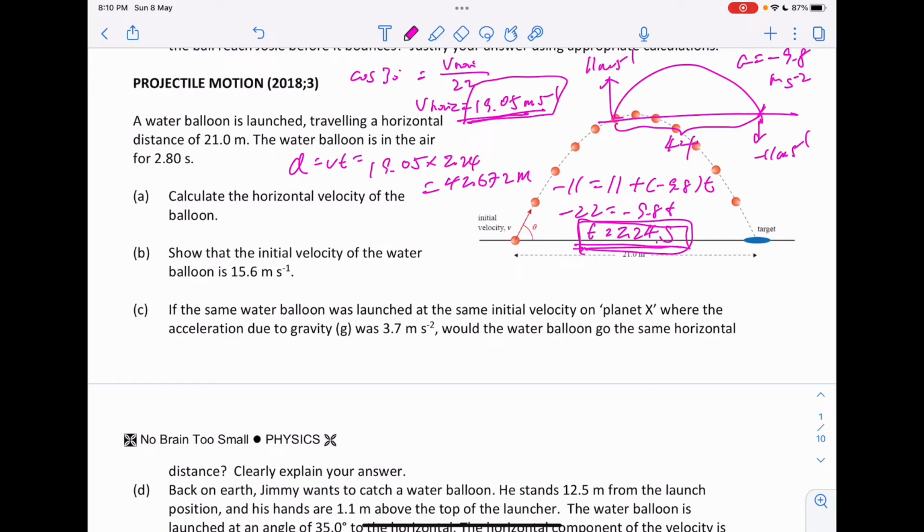So for this one, calculate the horizontal velocity of the balloon. Show that the initial velocity of the water... Oh no, sorry, just this one. Okay. Horizontal distance of 21. The water balloon is in the air for 2.8 seconds. Okay? 2.8 seconds.